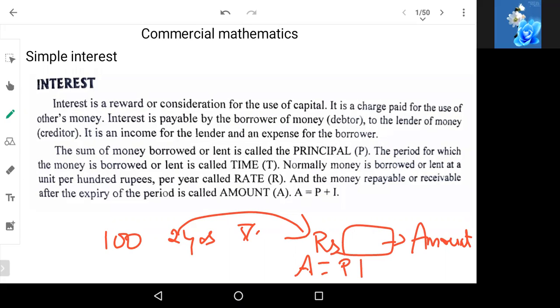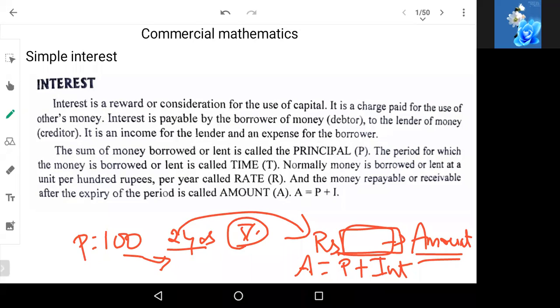Principal plus interest. Any amount which is given as a loan for a number of years at a percentage rate of interest is called principal. And after 2 years, whatever we get back is called amount. The formula to calculate the amount is principal plus interest. So these are the important terminologies which you are supposed to understand here.